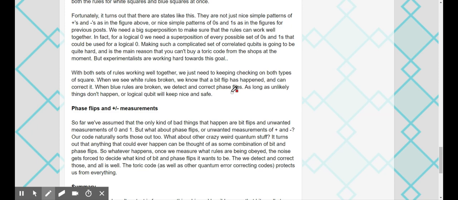So when we see white rules broken, we know that the bit flip has happened, and when we see blue rules broken, we detect the correct phase flips as long as unlikely things don't happen.